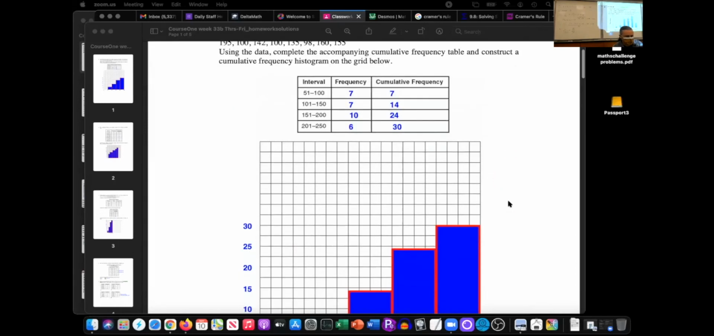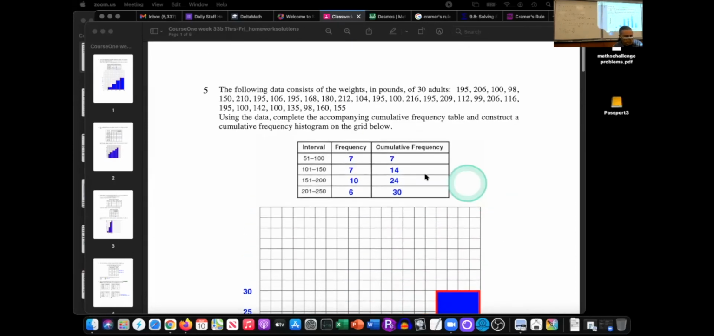Okay, so I gave you the solutions again, same thing. And remember, cumulative frequency, once you get the basic frequency, which is how many times these numbers occur within these intervals, right? So 7 of the numbers were from 51 to 100, right? So 7 of the numbers, so you got the 98, you got the 99, you got 2 100s, and you got a 98, okay? And that's the same thing for the other 3 groups.